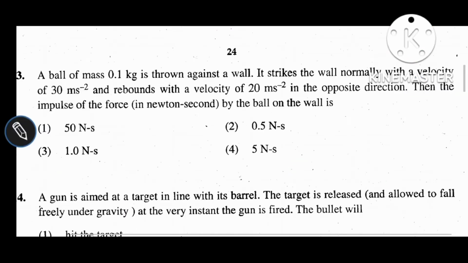Question number 13. A ball of mass 0.1 kg is thrown against a wall. It strikes the wall normally with a velocity of 30 meter per second and rebounds with a velocity of 20 meter per second in the opposite direction. Then the impulse of force by the ball on the wall is, so we have to again solve this one.